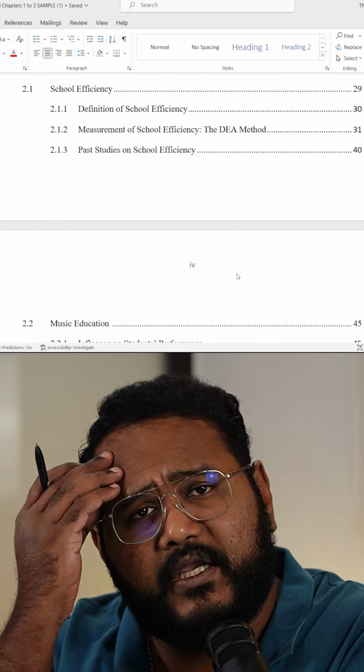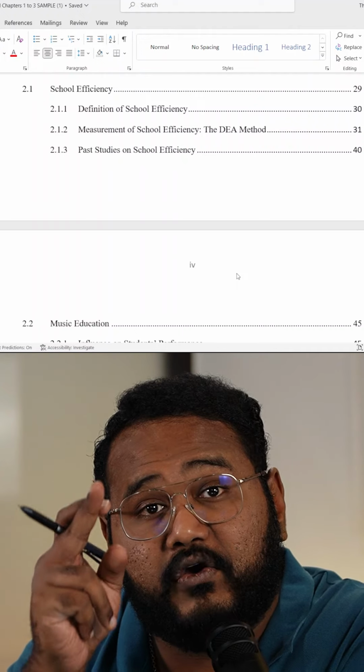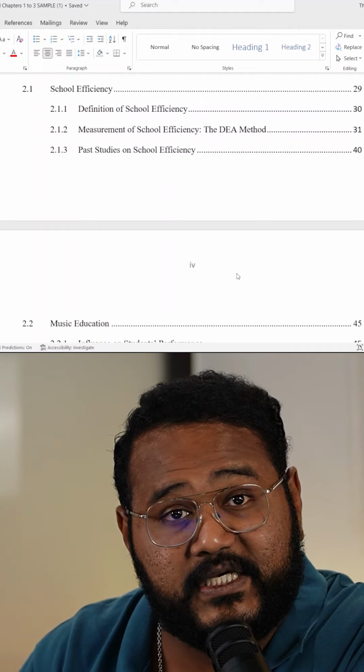So this part is looking into school efficiency, music education, research gaps. You might be wondering, how do I start with school efficiency? What variables do I start with? Look back at your title. The title of your thesis is your anchor.